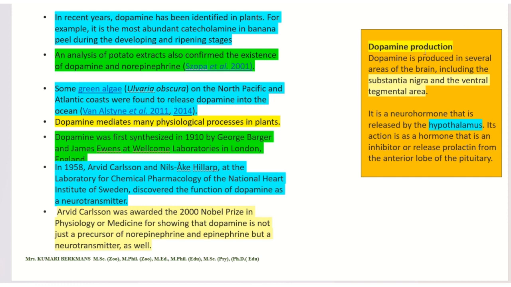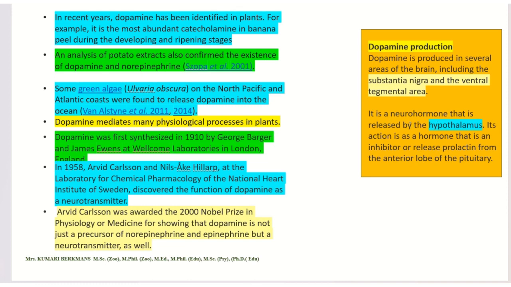If you are coming here, dopamine production: the dopamine is produced in several areas of the brain, including the substantia nigra and the ventral tegmental area. Make a note of this area in the brain. These are the areas which secrete the dopamine. What is that area? Substantia nigra and ventral tegmental area. These two areas in the brain are secreting the dopamine.